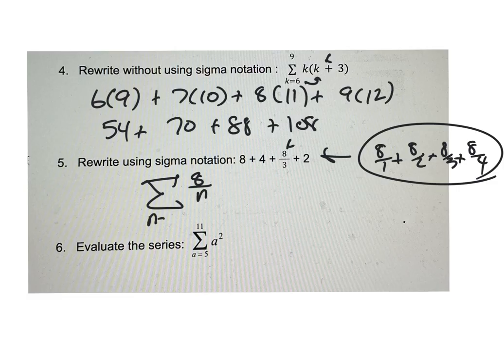And I'm going to start with 1, because if I plug 1 in there, I get 8, 2, I get 4. And I have 4 terms, so going up to 4. That's all there is to it.